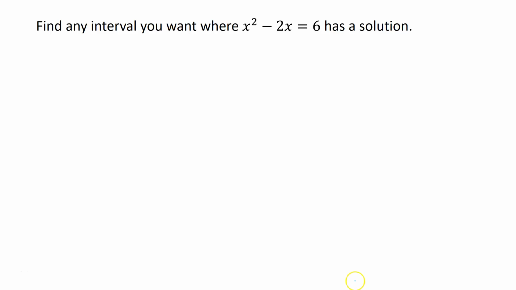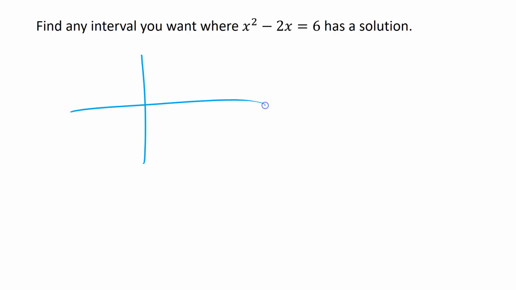Find any interval you want where x squared minus 2x equals 6 has a solution. So I can think of a couple ways to do this. It's definitely going to be intermediate value theorem. Anytime you have to prove that some kind of a solution exists, it's going to be intermediate value theorem, or later on we'll learn mean value theorem, which is a similar idea as well. What I'm going to do here is I'm just going to check some numbers and find one that's below 6 and one that's above 6.